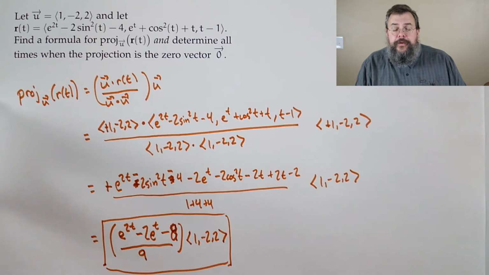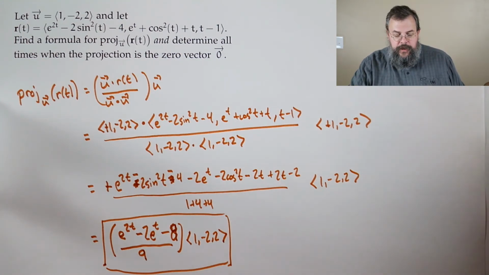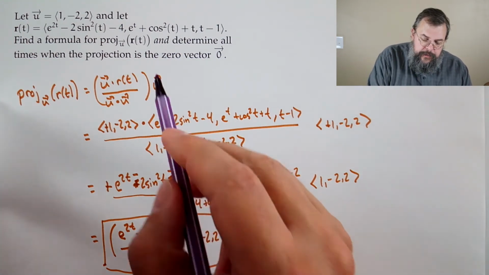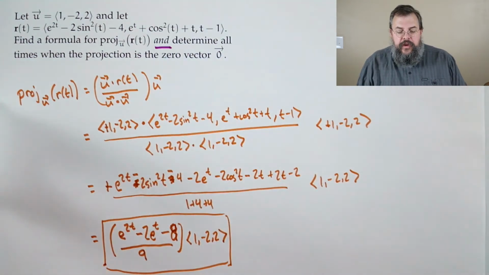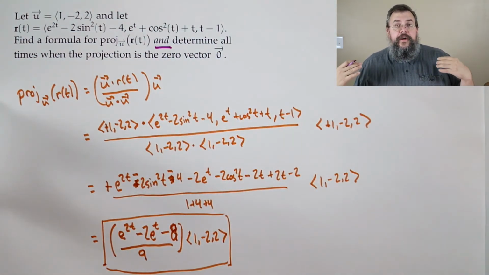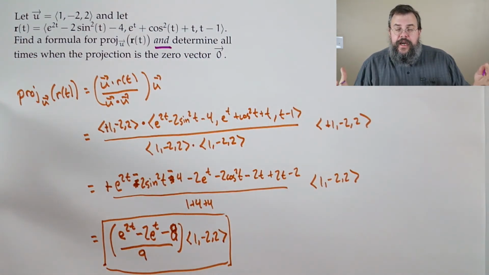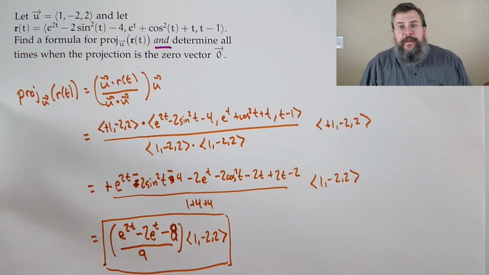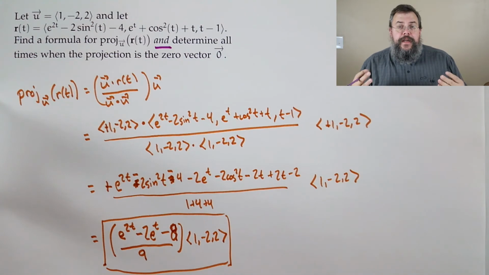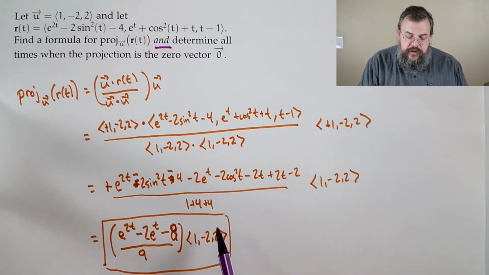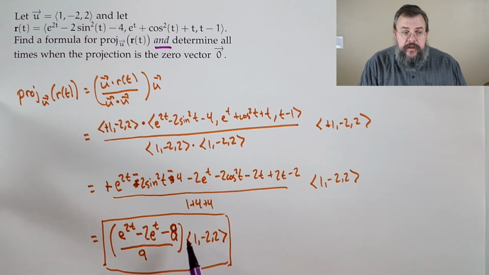Well, what do I mean half? What's the other half? Well, we've got to answer the question that comes with the word and. So the and says, find all the times when the projection is the zero vector. Well, what could cause it to be the zero vector? What we need is to have the outcome of this projection be zero. The zero vector is not going to come from the vector on the end or from the 9 downstairs.